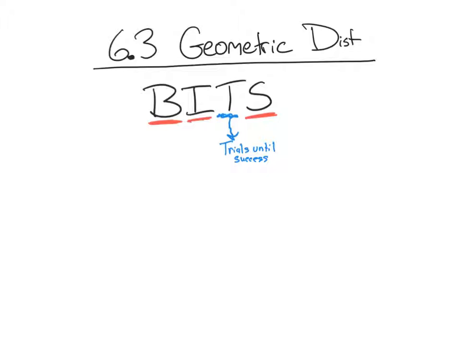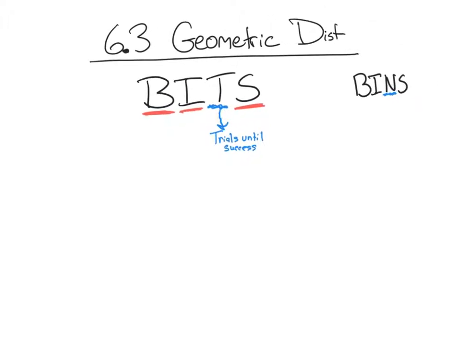Okay, that's the difference. Remember our good old pal binomial is BINS. And so the difference there is the number of trials is fixed. Here, we can let the trials go on forever until we find our first success. Okay, so check this out.